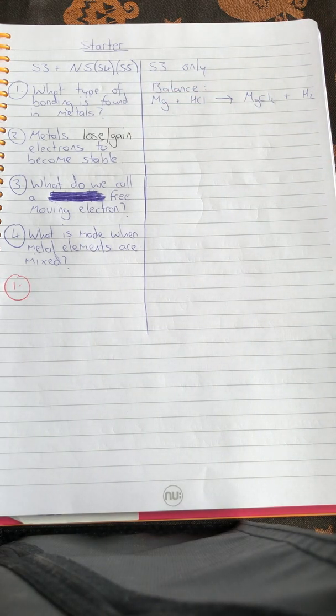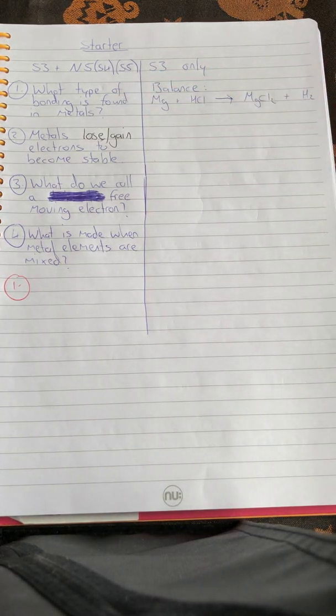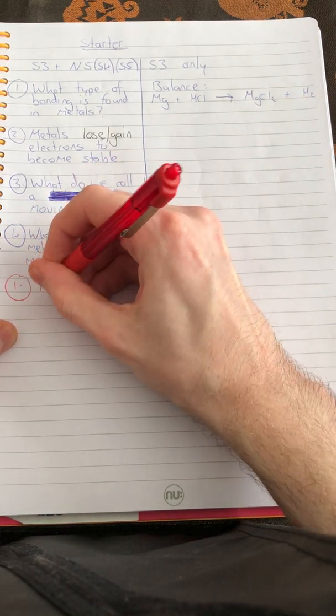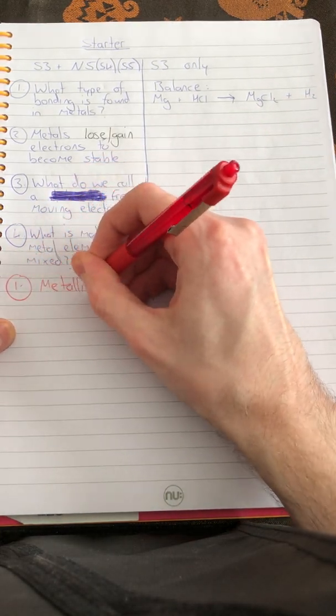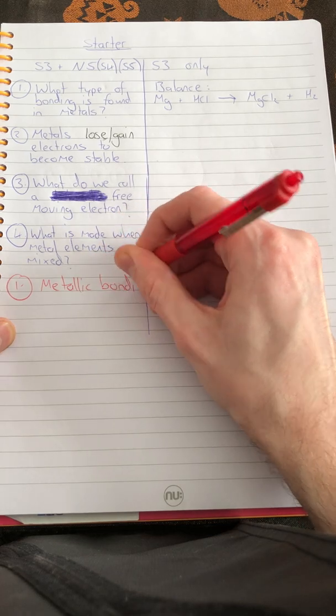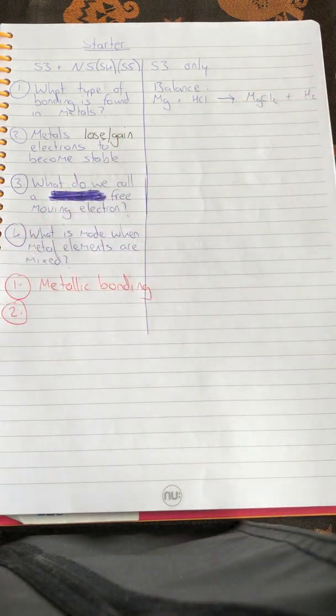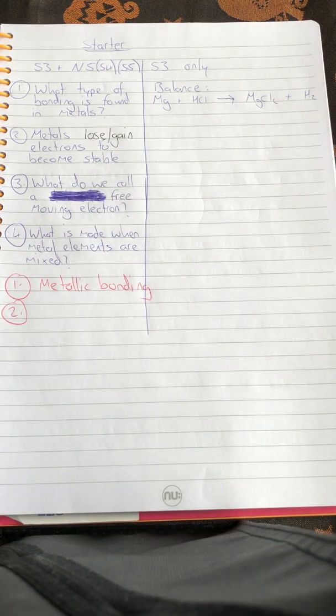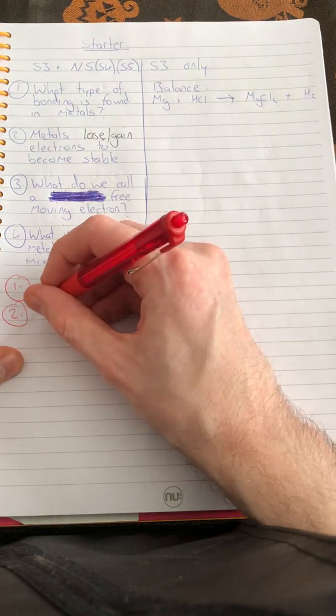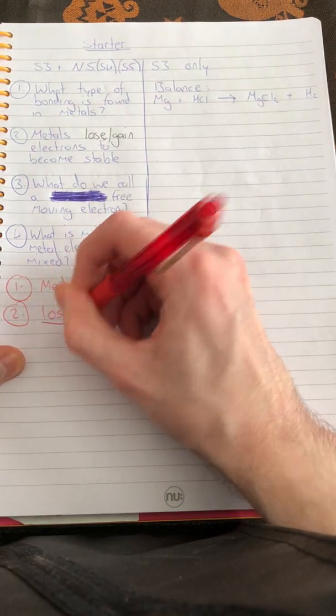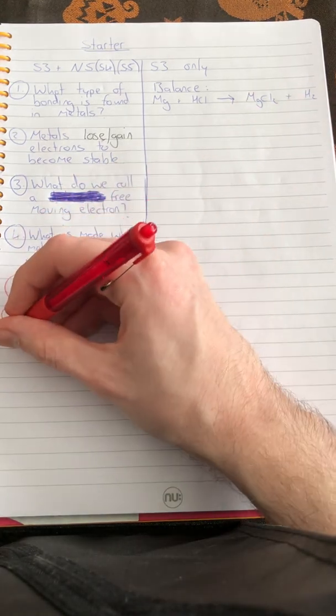Okay, right, what I want you to do, pause the video, complete the starter, and then once you've finished, unpause the video because I'm about to go over the answers. So question 1, what type of bonding is found in metals? That is metallic bonding. Okay, you should be getting that. Question 2, do metals lose or gain electrons? Now metals always lose electrons, and we spoke about that yesterday.